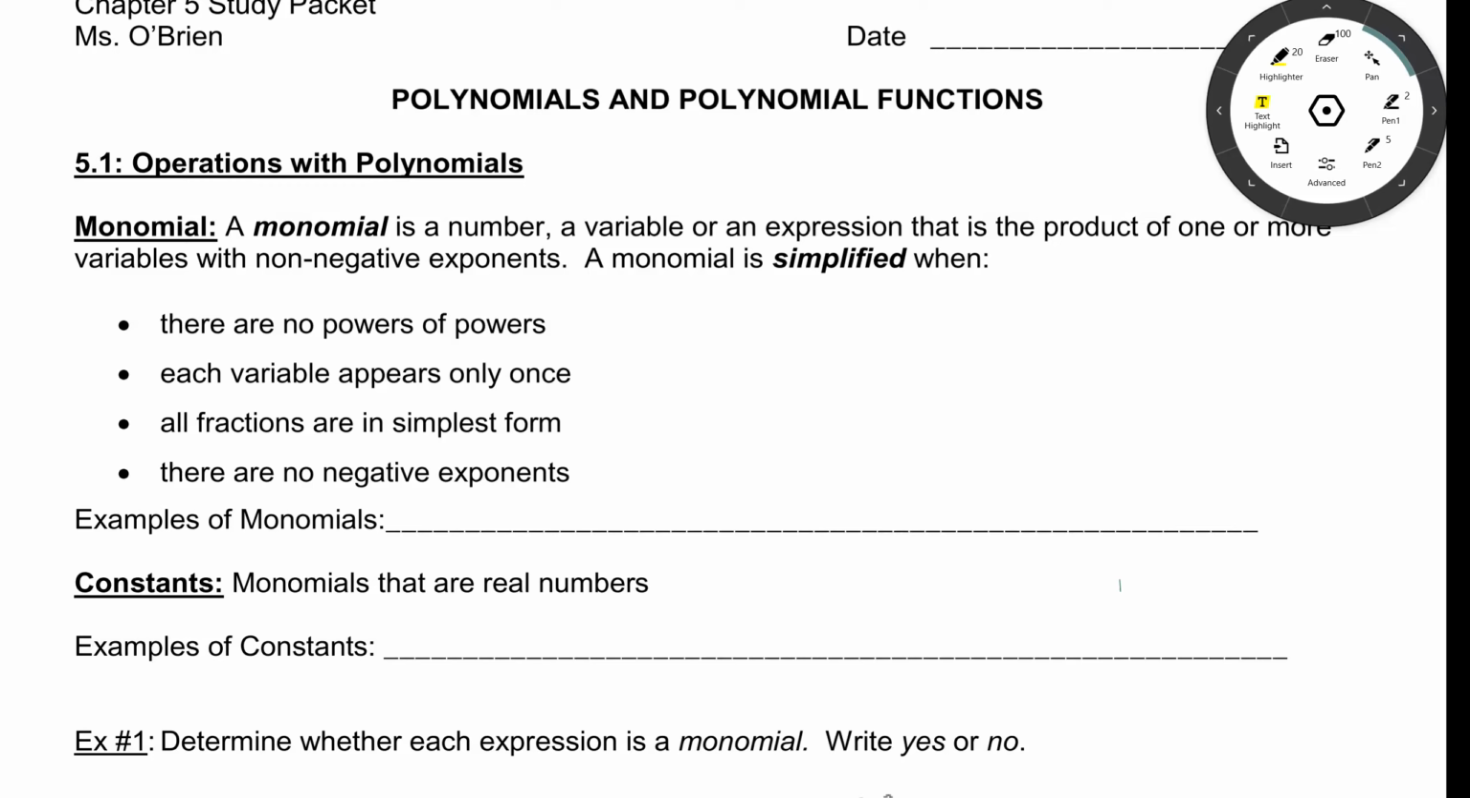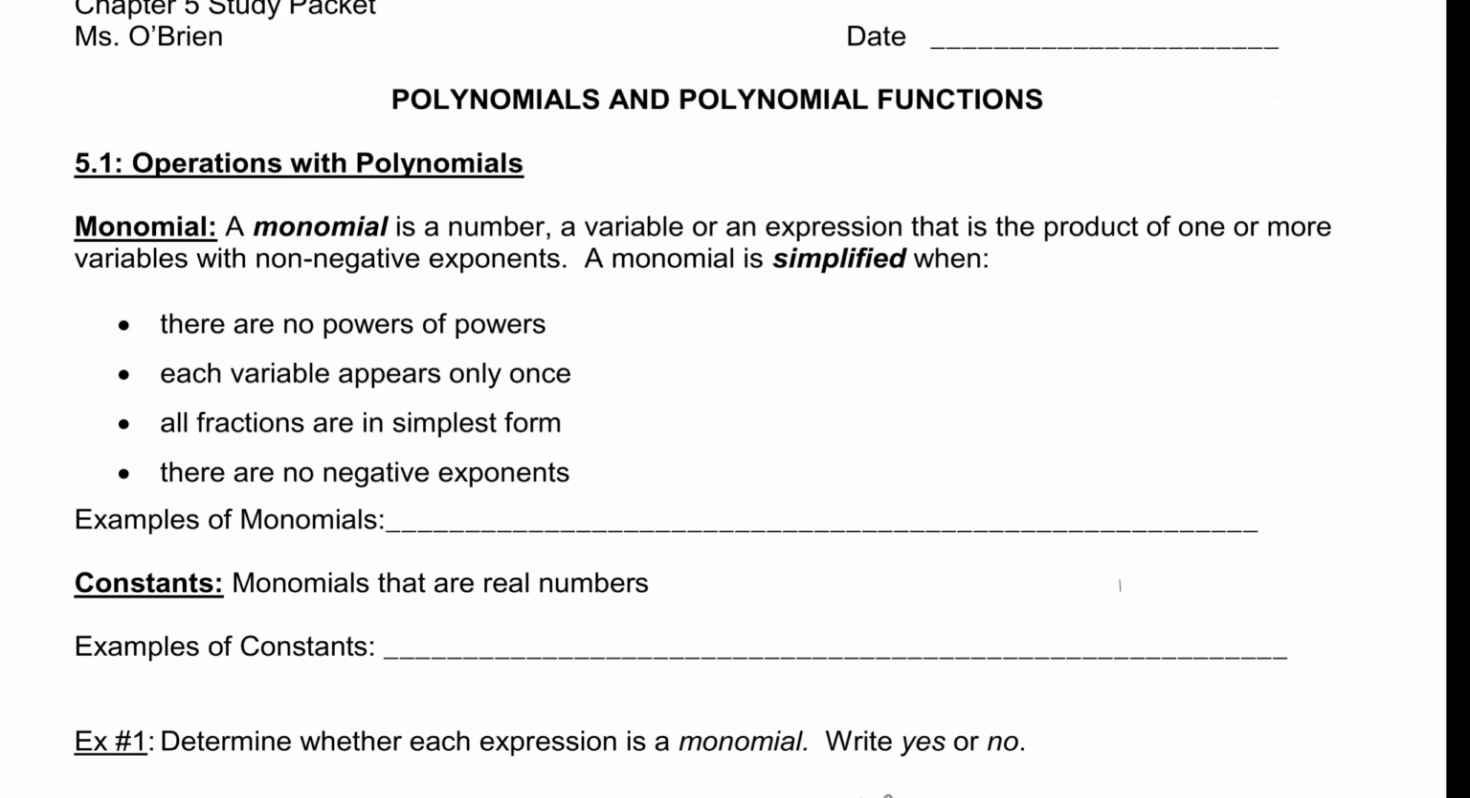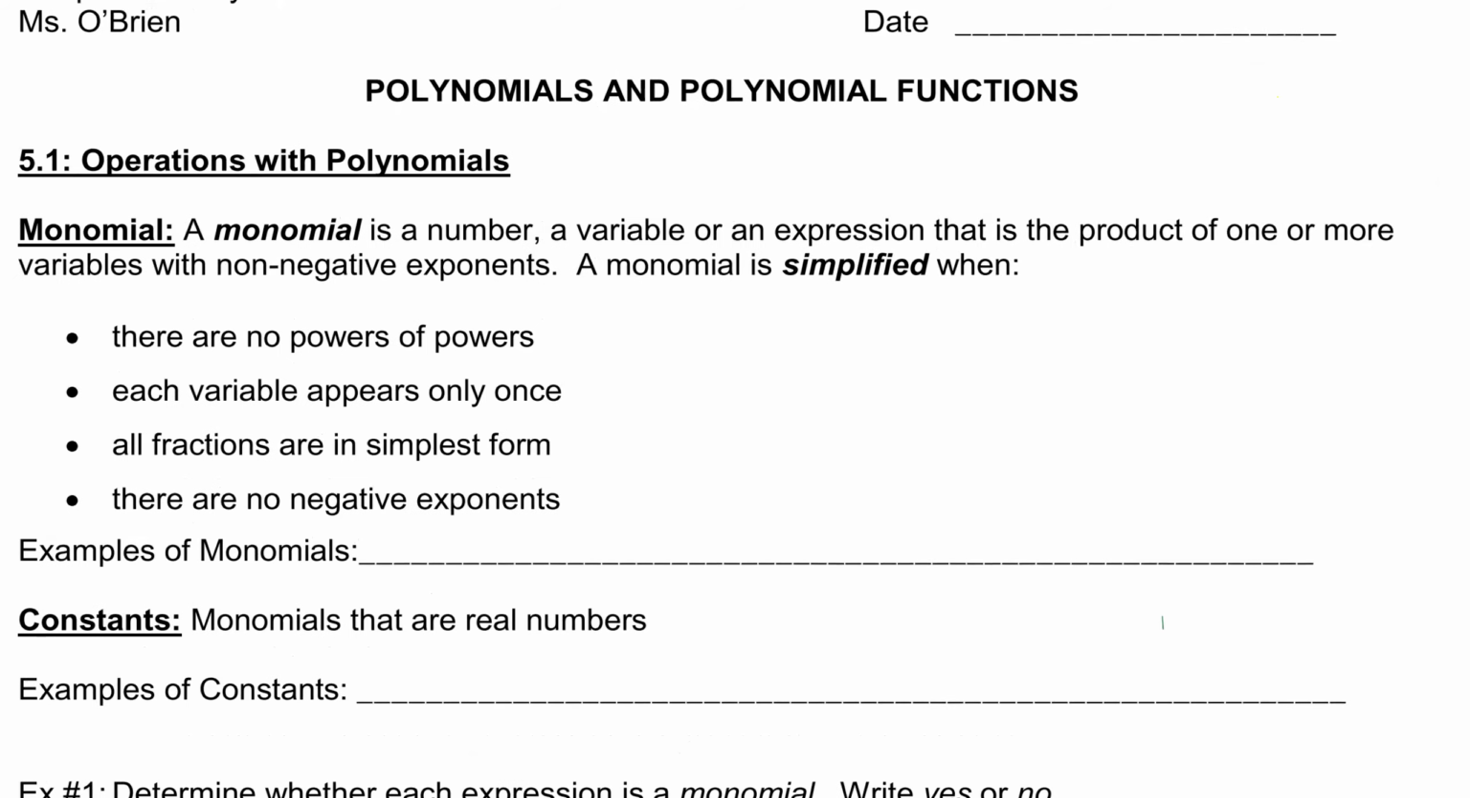So 5.1, operations with polynomials. This chapter is about polynomials and polynomial functions. First, let's talk about a monomial.